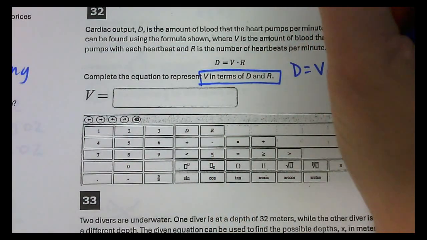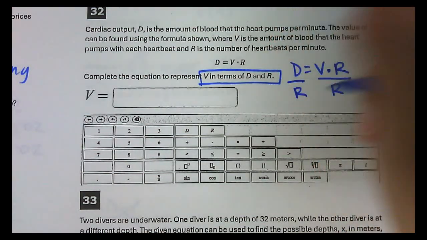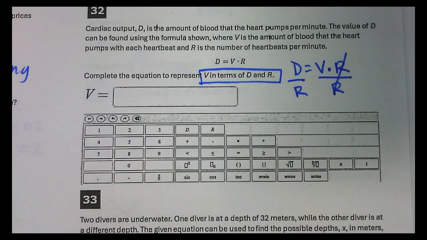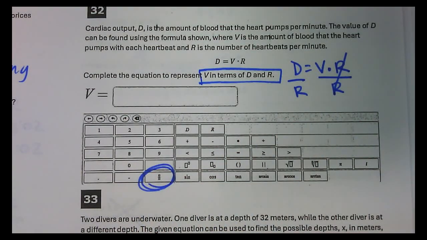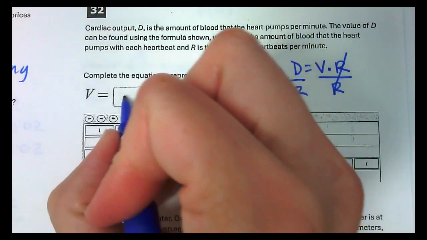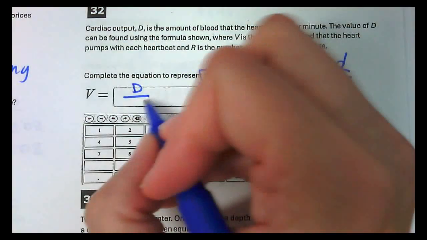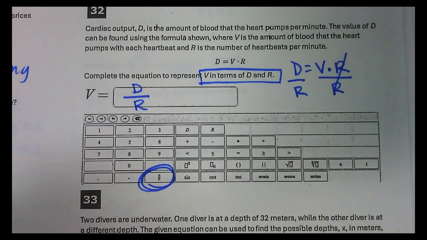So if V is being multiplied by R, the opposite of multiply is divide. So now we divide by R. That allows V to be by itself. When you have to enter this on the EOC, you want to look for your fraction button. You're going to push that first, and it's going to give you a fraction bar, and it's going to give you a space to type something in the top and something in the bottom. Okay, so we would just type in our response like that.